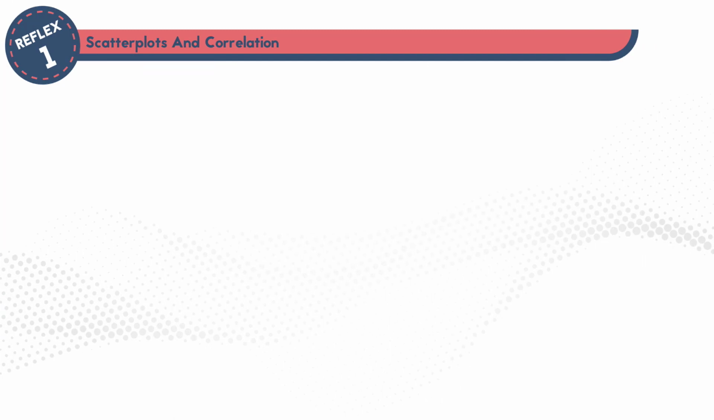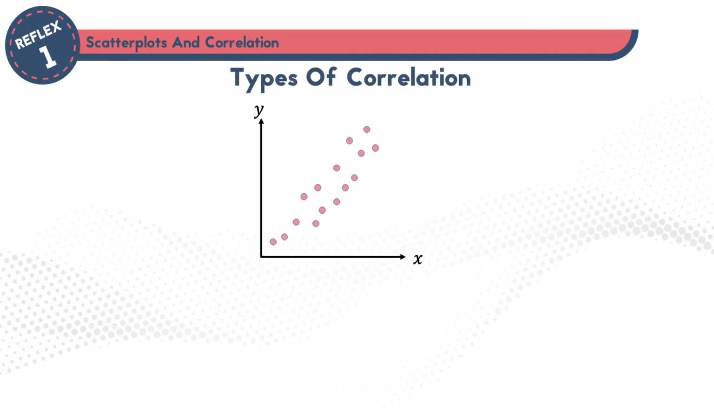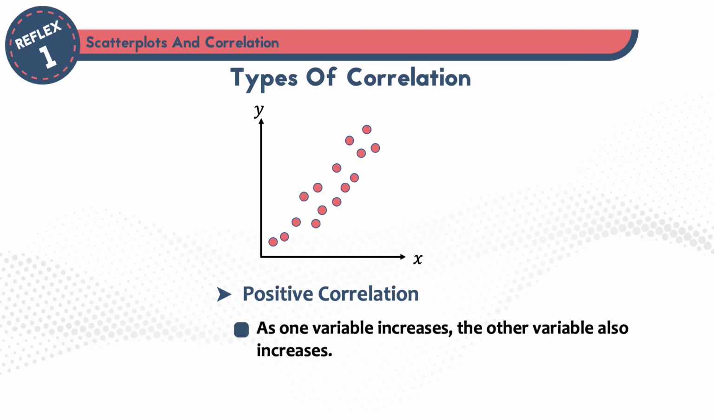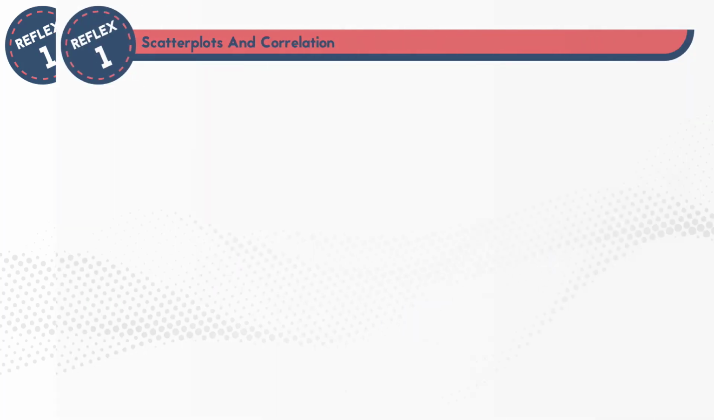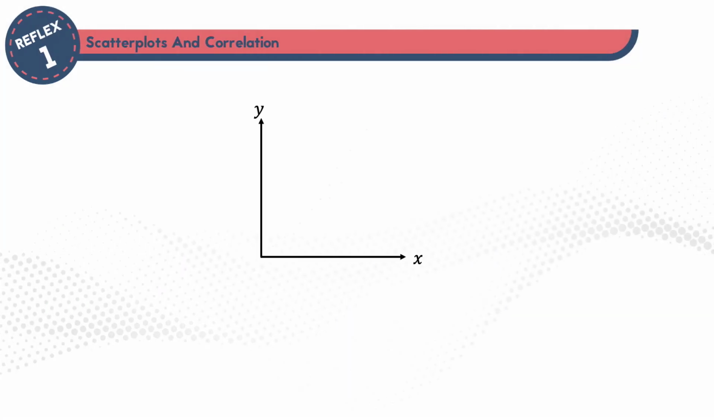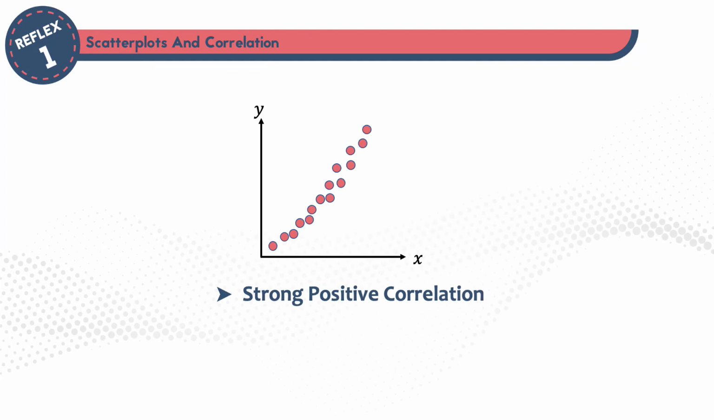Now let's talk about correlation and the types of correlations. The first type is what we call the positive correlation. As one variable increases, the other variable also increases. And we use the letter R being greater than 0 to indicate a positive correlation. For example, the scatter plot we have right here is an example of a strong positive correlation because as one variable increases, the other one also increases.